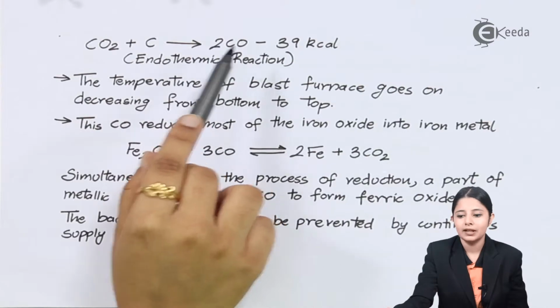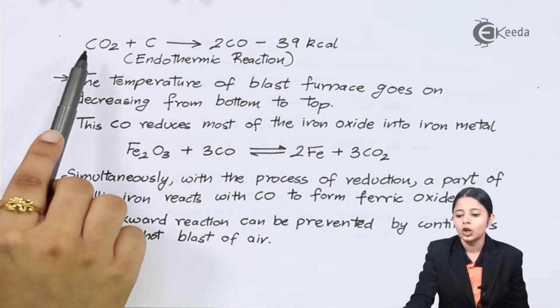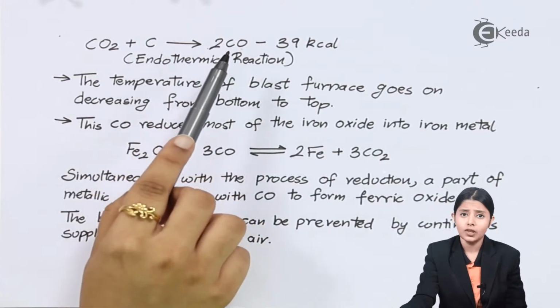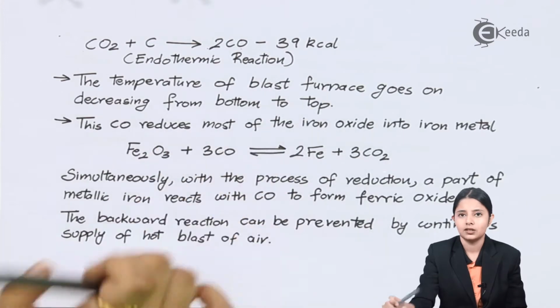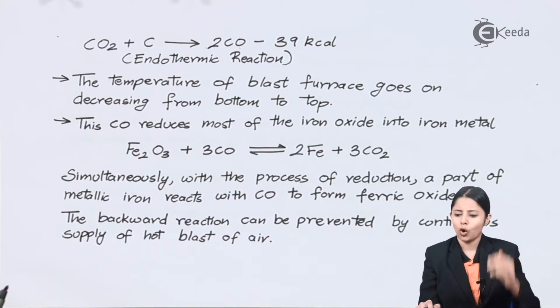Now, let's discuss the balancing. We have 2 carbons on the reactant side, 2 carbons on the product side, 2 oxygens on the reactant side and 2 oxygens on the product side. Hence, this reaction is well balanced. The temperature of the blast furnace goes on decreasing from bottom to top.